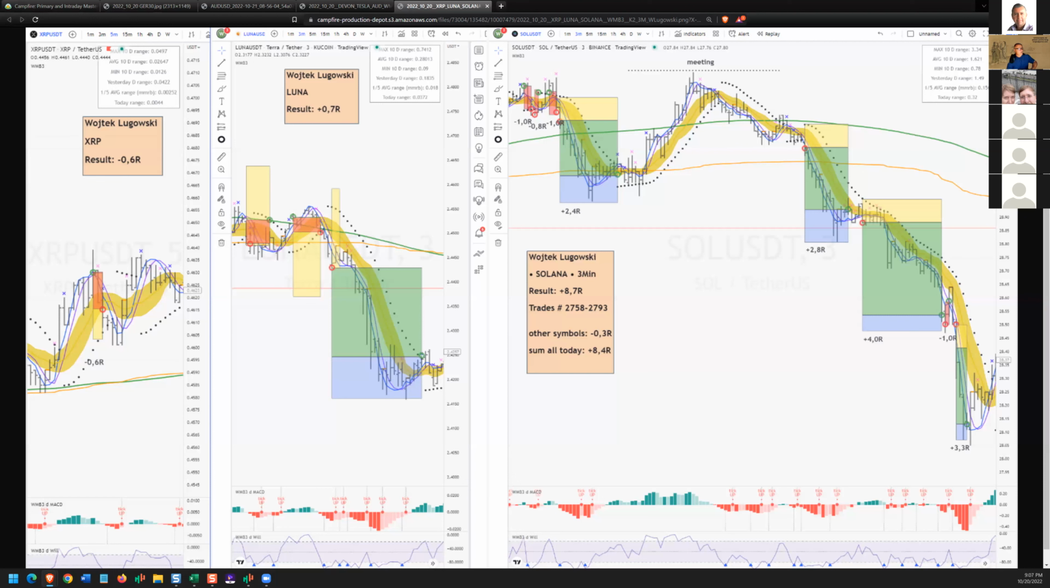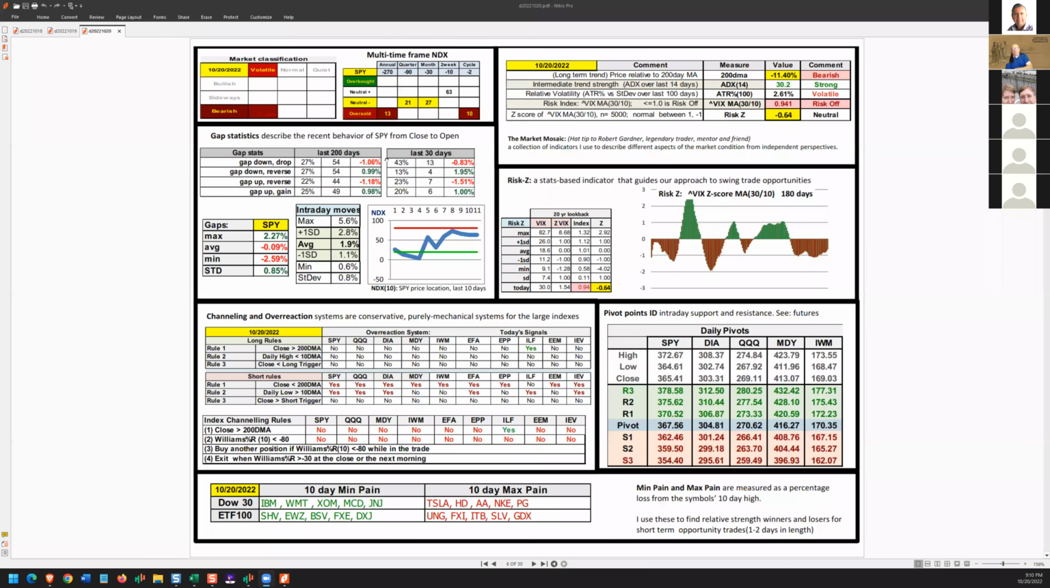Let's get the report up here. All right, let's go to dashboard 1 on the daily. We're still in bearish volatile. The sell-off today, as you can see, was problematic. Stupid.